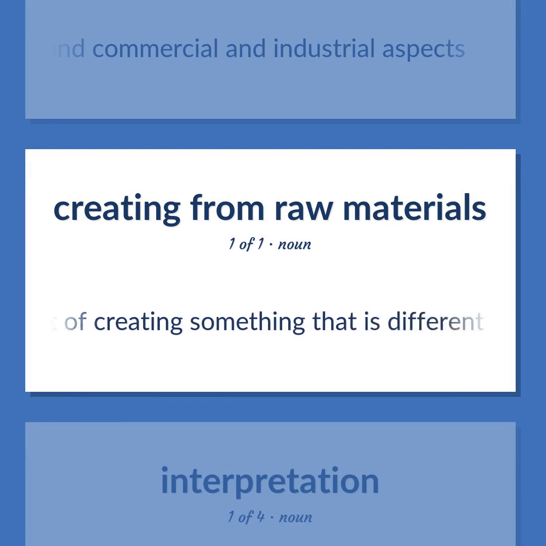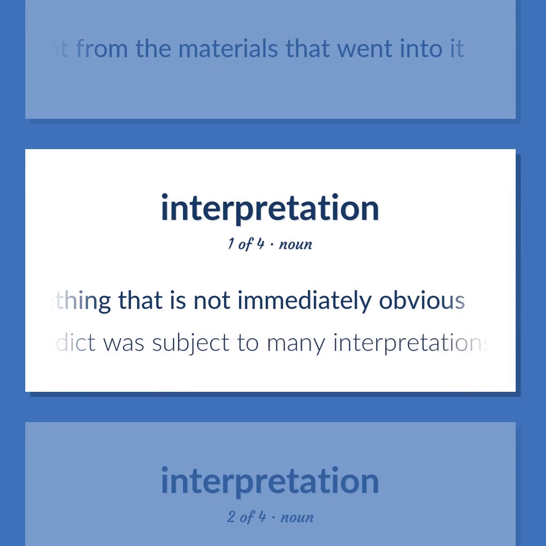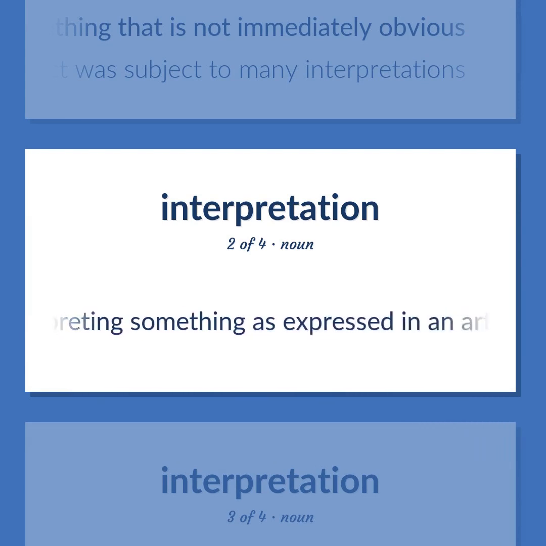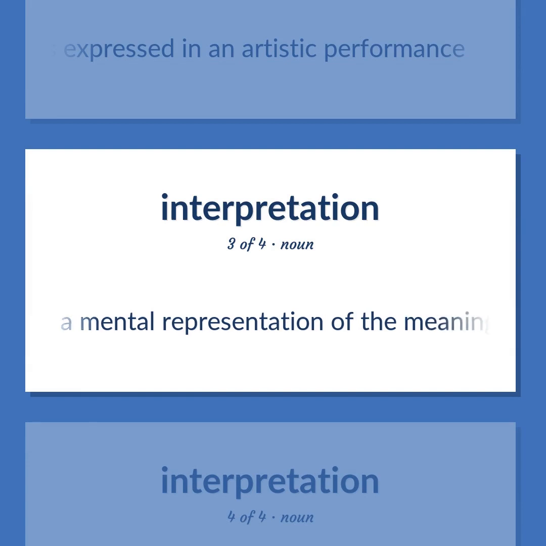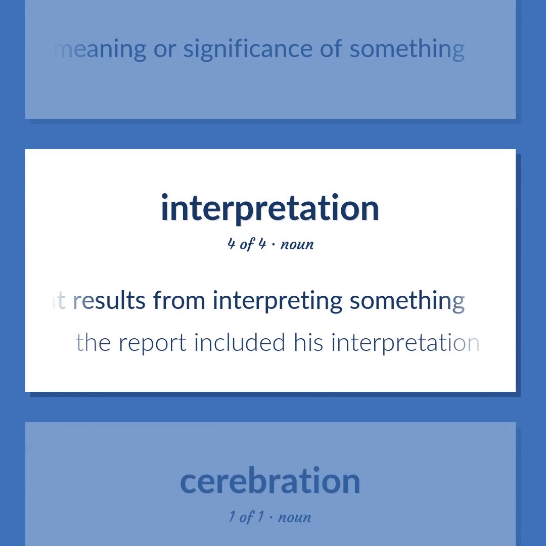The act of creating something that is different from the materials that went into it. An explanation of something that is not immediately obvious. The edict was subject to many interpretations. The act of interpreting something as expressed in an artistic performance. A mental representation of the meaning or significance of something. An explanation that results from interpreting something. The report included his interpretation of the forensic evidence.